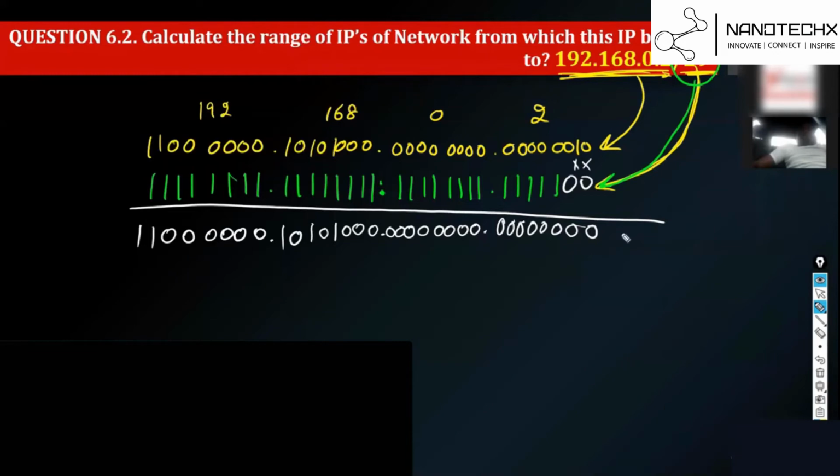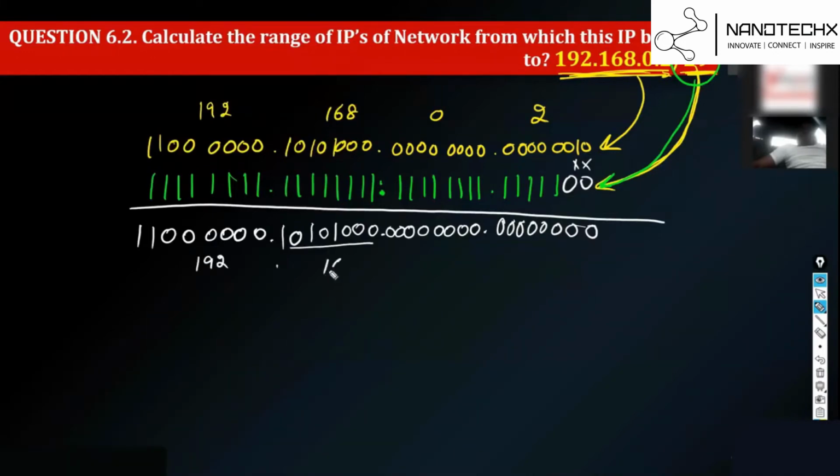This is our first IP address. Let's convert it into our normal number. So we already know 11000000 in normal numbers is 192 dot. This one in normal number is 168. 0 is 0 dot 0. So this is our network number. This is our first one, right?